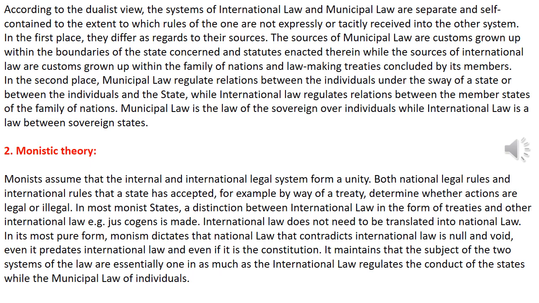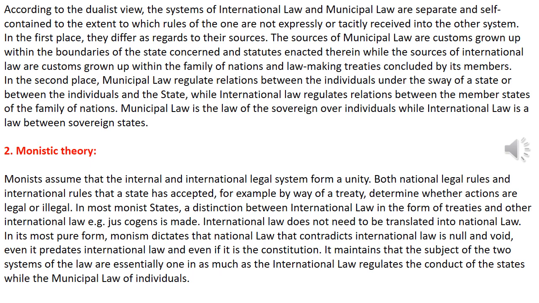Coming to monistic theory. Monists assume that the internal and international legal systems form a unity. Both national legal rules and international legal rules are rules a state has accepted, if, for example, by way of treaty, they determine that actions are legal or illegal. In most monist states, a distinction between international law in the form of treaties and other international law, like jus cogens, is made. International law doesn't need to be translated into national law.